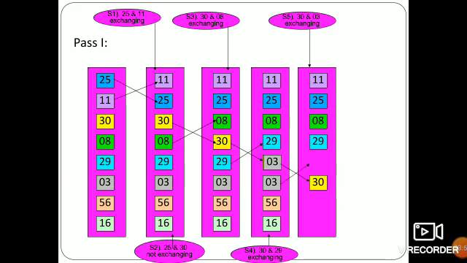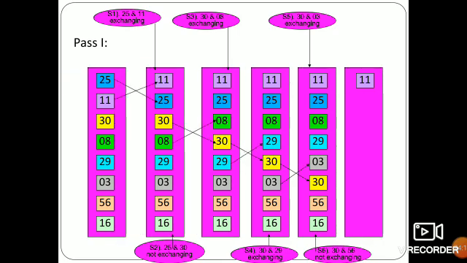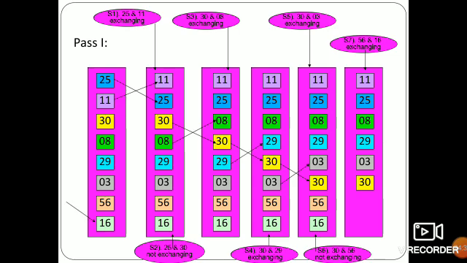3, 56, 16. Now 30 and 56. There is no exchange because 56 is the biggest number, so there is no need to change. Again next, 11, 25, 8, 29, 3, 30. Now 56 and 16 have to be compared, so we need to exchange 56, 16.